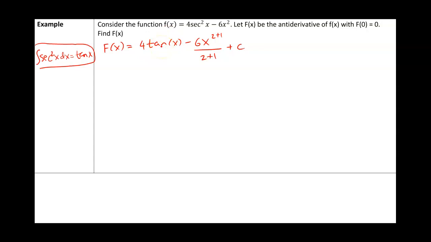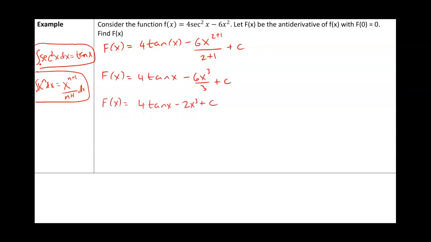Now the second part, we're going to use the power rule of integrals. If you have the integral of x to the n dx, that equals x to the n plus 1 over n plus 1. So we have negative 6x to the 2 plus 1 over 2 plus 1. If you simplify that, we get negative 6x cubed over 3. And if you reduce 6 and 3, we get 4 tan x minus 2x cubed plus c.